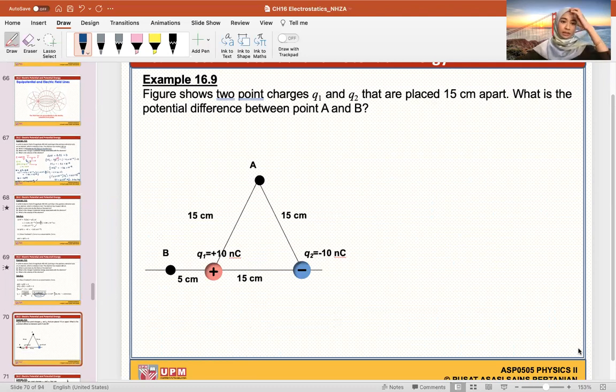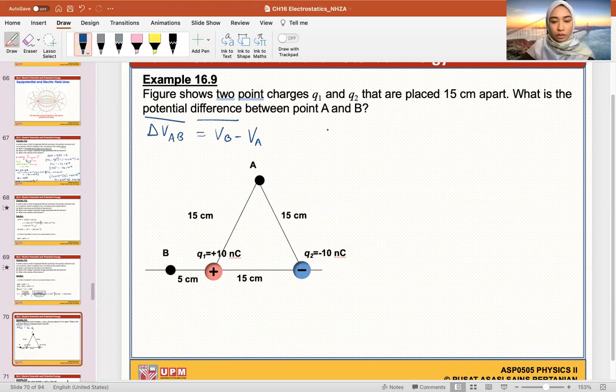Okay, so this is the next example. The figure shows two point charges, Q1 and Q2, placed 15 centimeters apart. What is the potential difference between point A and point B? The word here is potential difference, so delta V between A and B, which means VB minus VA. This is what the question is asking.